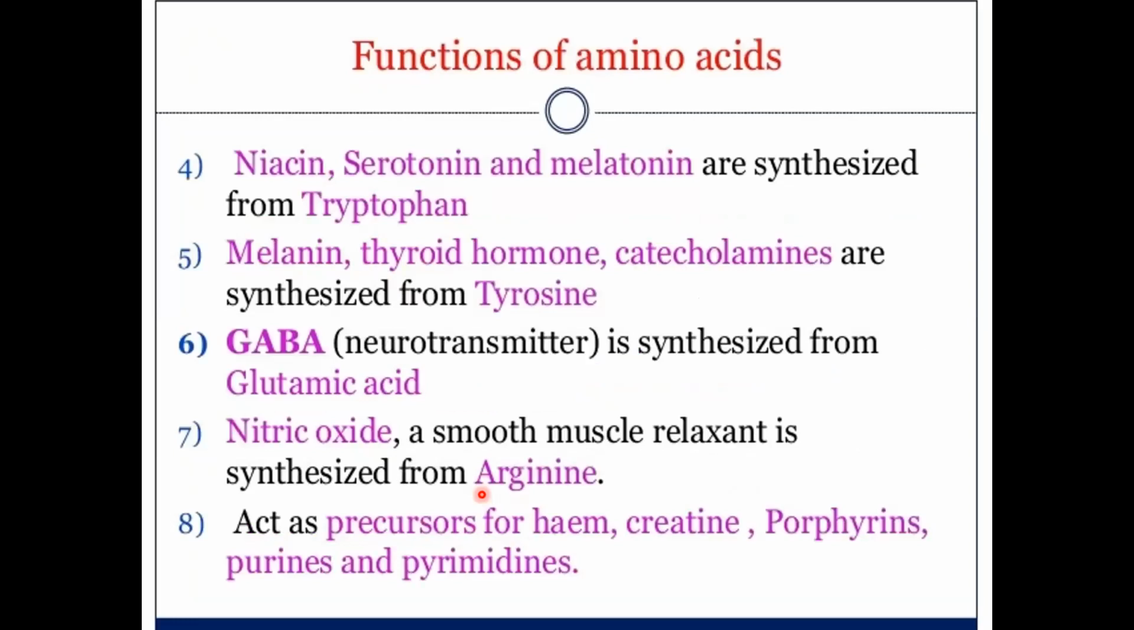We can see that with the examples. For example, tryptophan is an amino acid, so it can lead to formation of niacin, serotonin, and melatonin. Similarly, melanin, thyroid hormone, and catecholamines are synthesized from tyrosine. We have to remember all these because they are the utilization and functions of the amino acids.